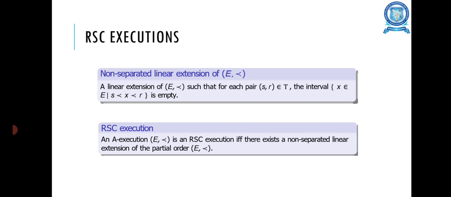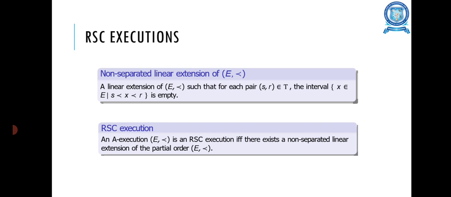RSC, that means non-separated linear extension, is an extension of E, precedes, such that for each pair (S, R) belonging to T, the interval X belonging to E is empty, that is S precedes X precedes R. That means before the event R, the S will be executed.